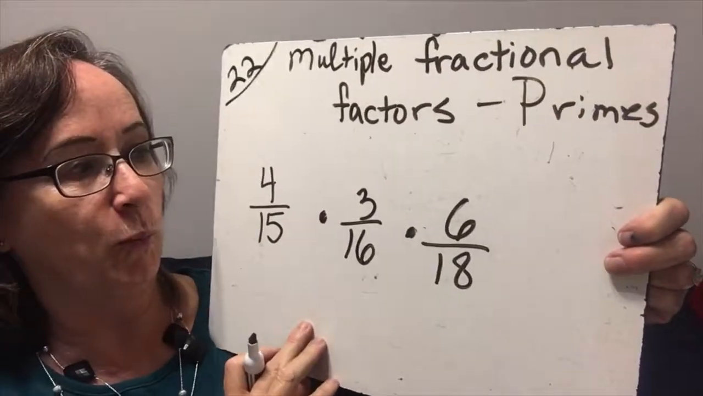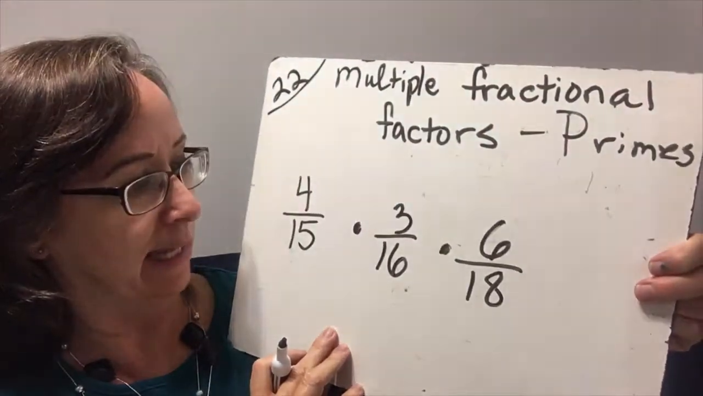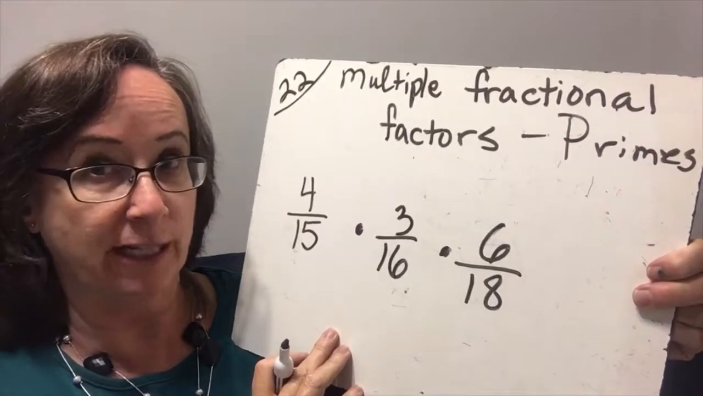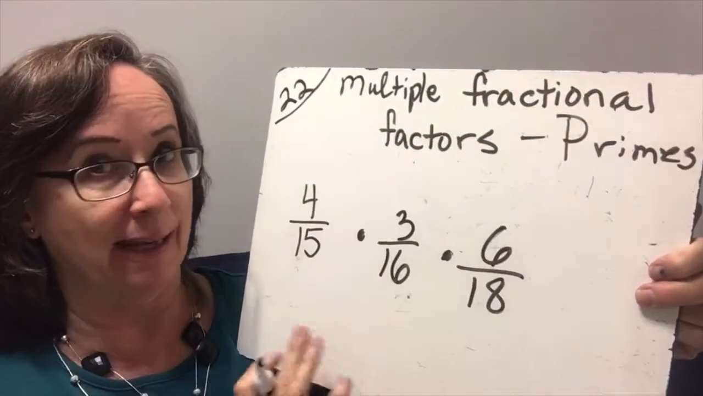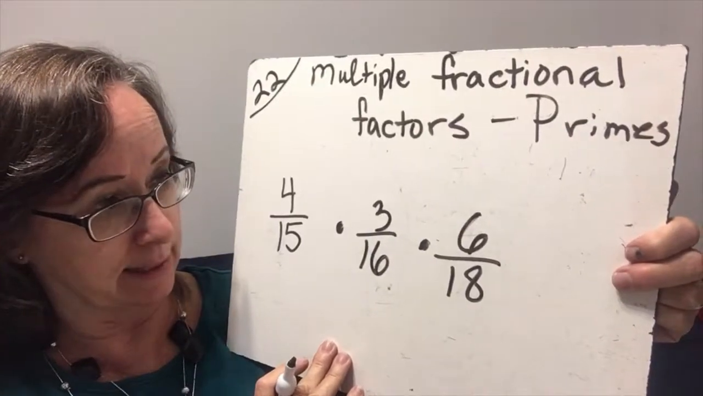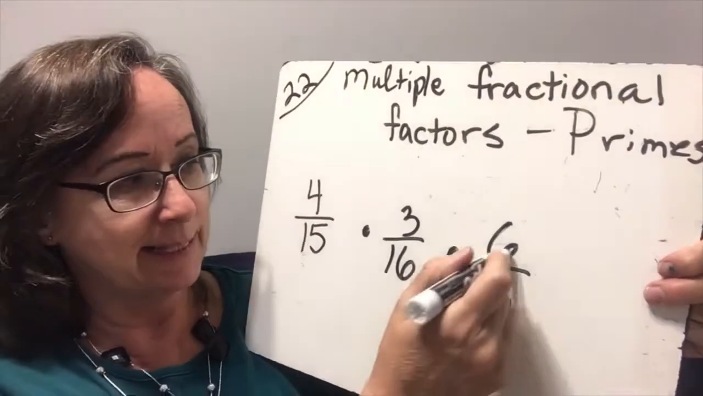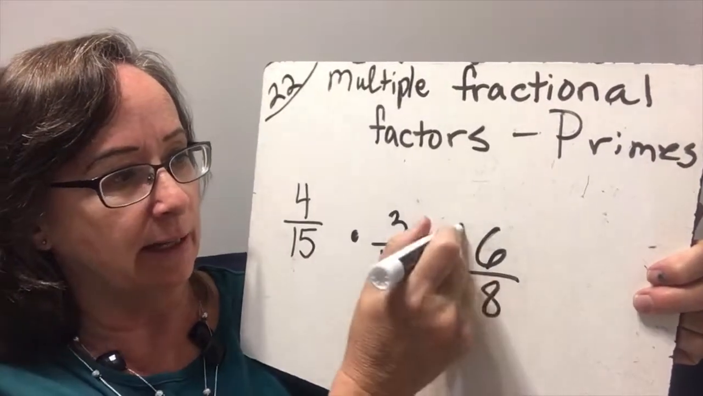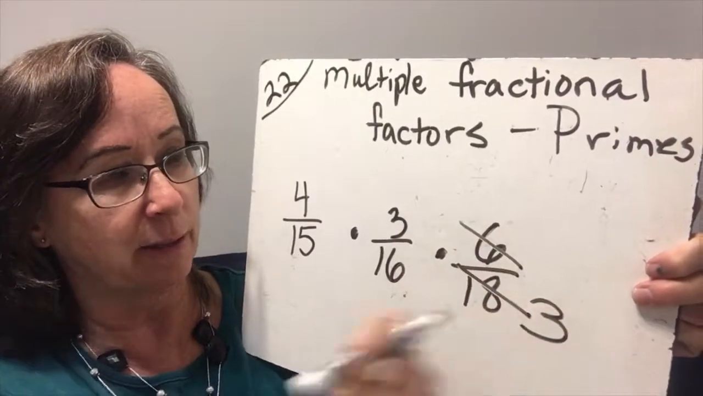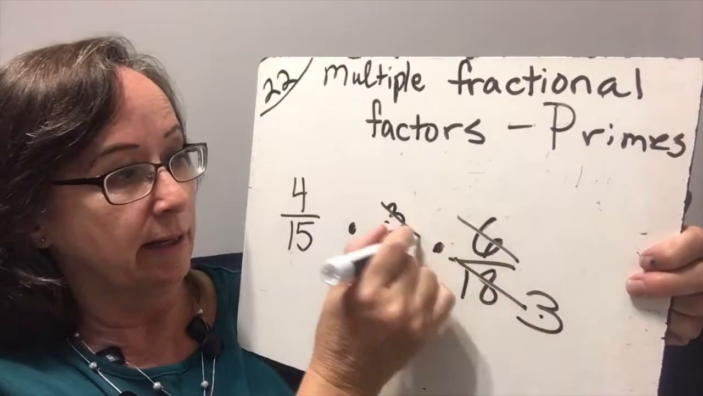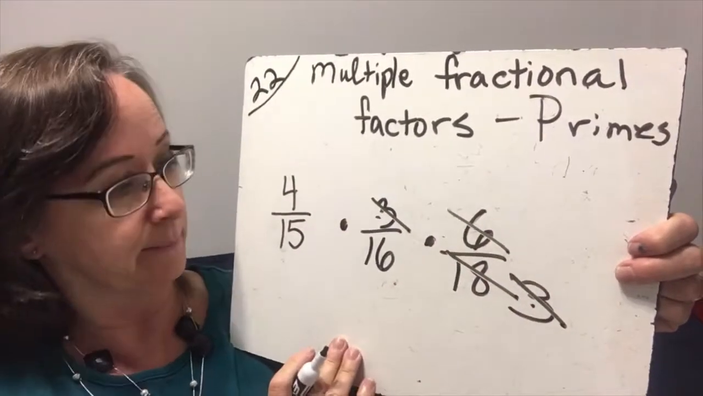Okay, so we have 3 fractions again, and they're all multiplied together. So we can factor each one into a product of primes like we're supposed to, or we can take a couple of shortcuts. I know that 6 goes into 18 3 times, because 6 times 3 is 18. So I'm going to go ahead and cancel and make that a 3. I also know that 3 cancels 3, so that's going to get rid of that 3.